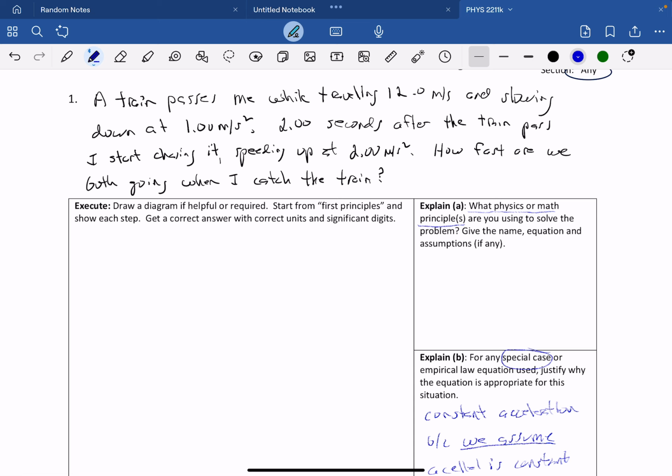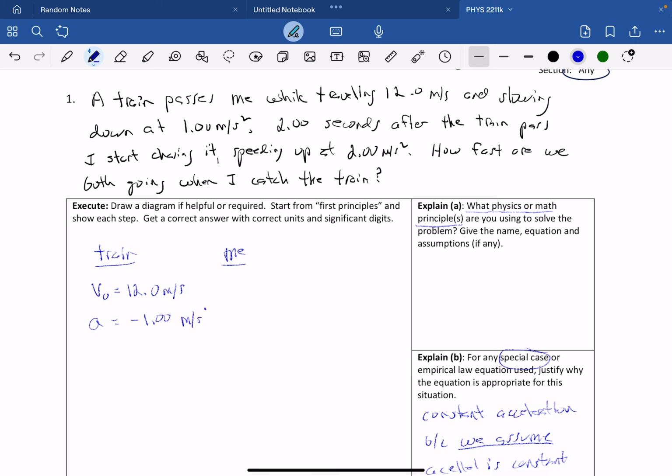All right, so when I'm solving constant acceleration problems, the place I want to start is to look at what I know. And we've got 2 objects here. We've got a train, and we've got me. So what do we know about the train? We know the train has an initial velocity of 12 meters per second, and we know that it has an acceleration of negative 1 meter per second squared.